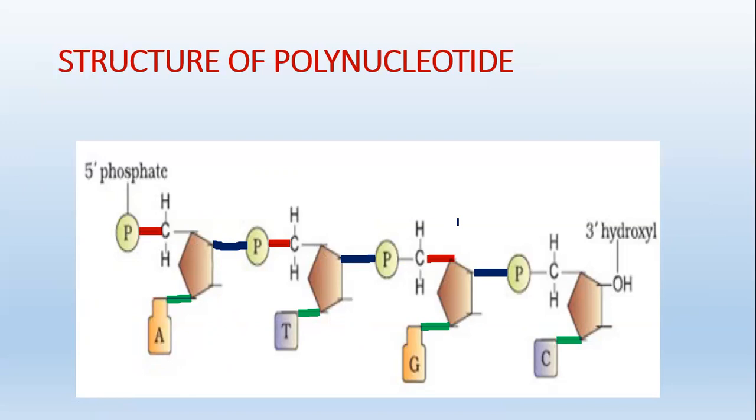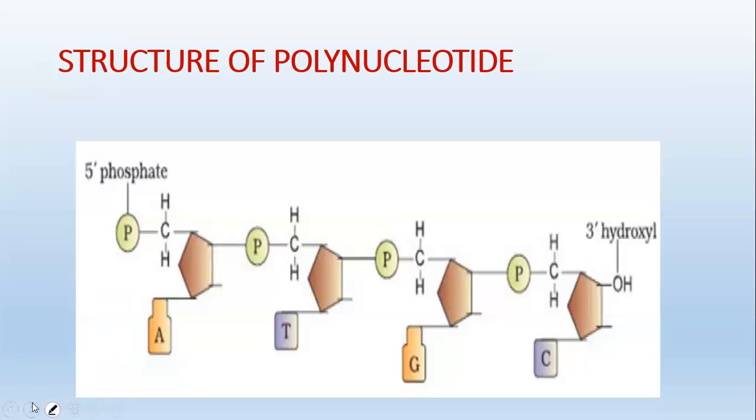Okay, so this red one is phosphoester bond, this one is phosphodiester bond, and this one is what? This one is glycosidic bond. Okay, I hope it is clear. I hope this whole thing is clear, everyone. And now you can also mark one more thing here. This one is what?